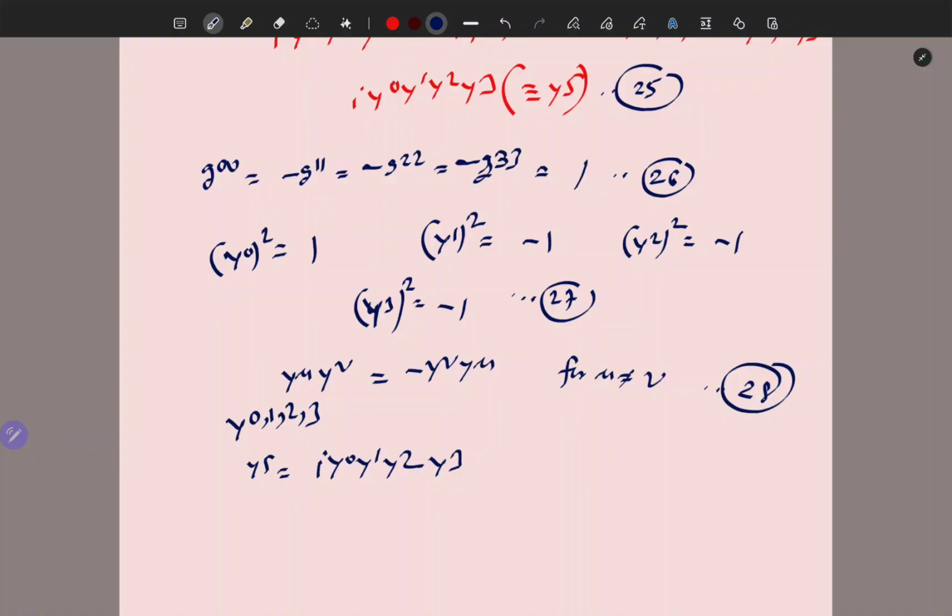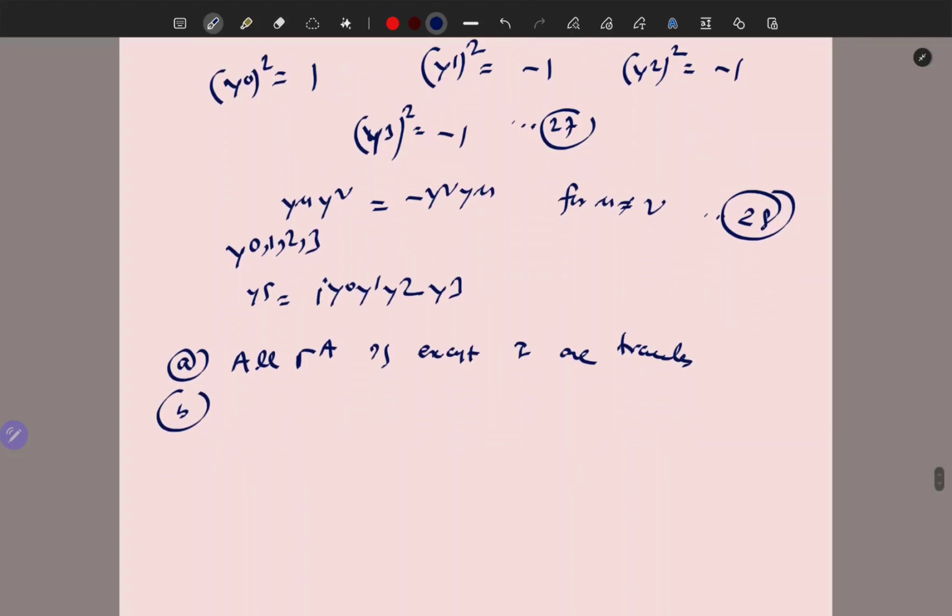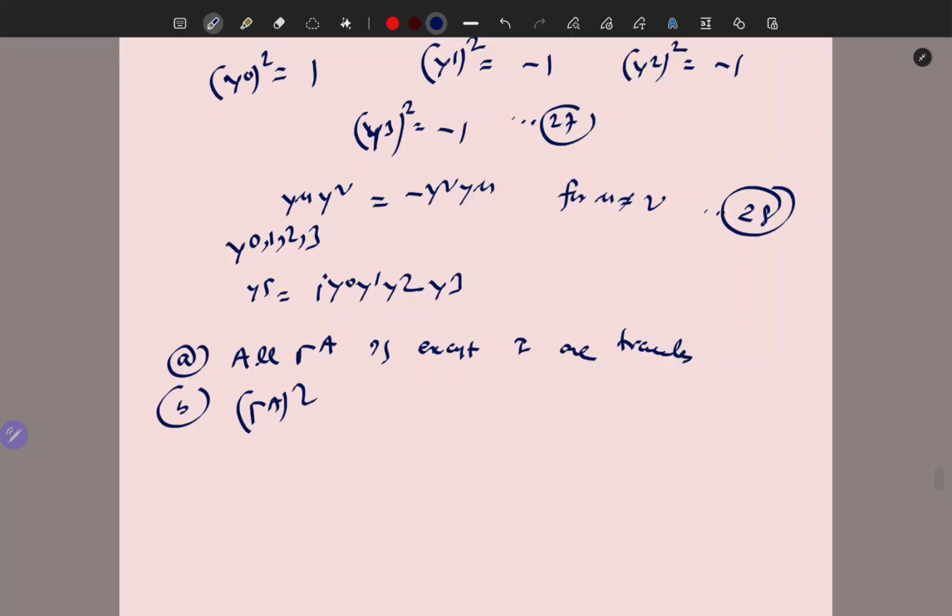The properties of the 16 gamma matrices gamma A, equation 25, can be written as: A, all gamma A except I are traceless. B, gamma A squared equal to I for all A, and consequently gamma A inverse equal to gamma A, and the determinant is unity.